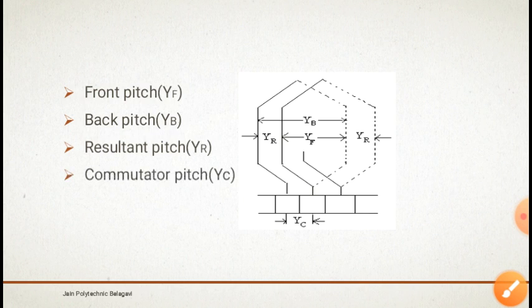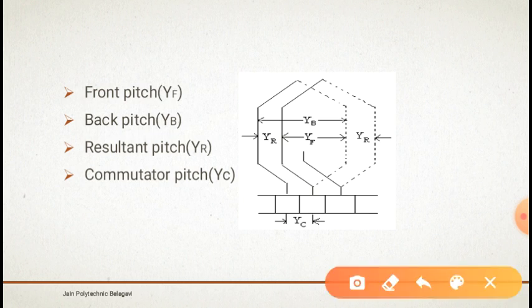Next one is the commutator pitch. Commutator pitch is nothing but the number of commutator segments. We all know that the armature conductors are connected to the commutator segments. This part is called a commutator segment. So it is the number of commutator segments spanned by each coil of the armature winding.